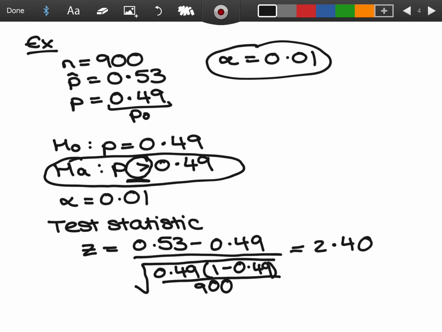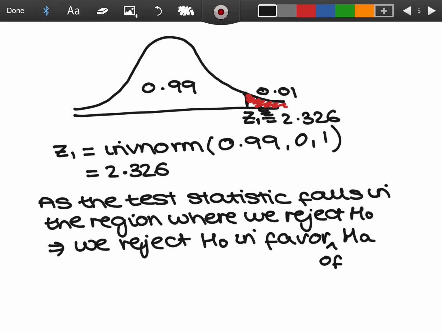So let's do this the short way. That was going the long way. But the short way, again, if we go to stat, go across to tests, one proportion z-test. P0 is the initial value that they thought that population proportion would be. So that's 0.49.